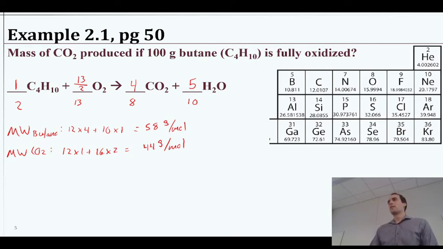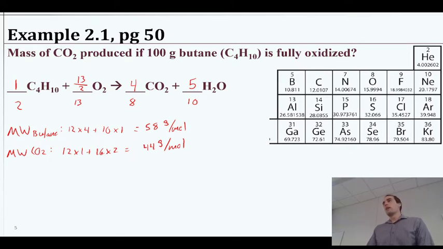I don't mind. You could just leave it that way. That's fine as far as I'm concerned. Or you could multiply everything by 2 and get rid of that. So it's 2 butanes per 8 CO2, also requiring 13 oxygens and producing 10 waters, right?